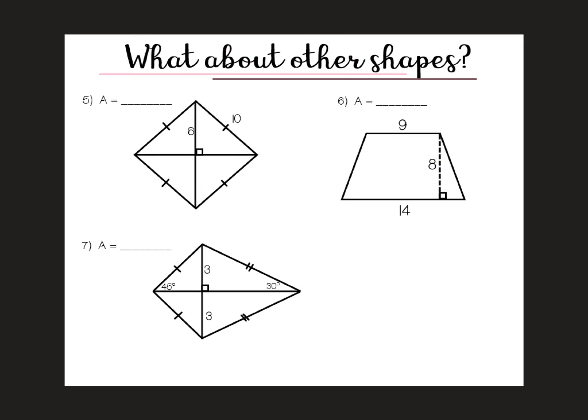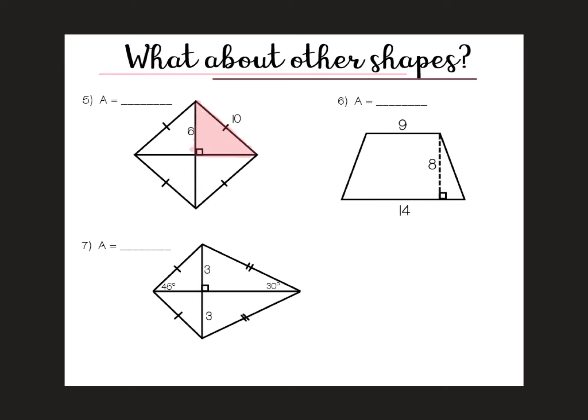So then what happens when you have other shapes that aren't on the formula list? Basically what you're going to do for those is split it into familiar shapes that you already know. So for example, if you look at this first shape, it's a rhombus, and I can split this into triangles, and I can figure out the area of the triangles. So I'm going to start by figuring out the area of just this triangle.